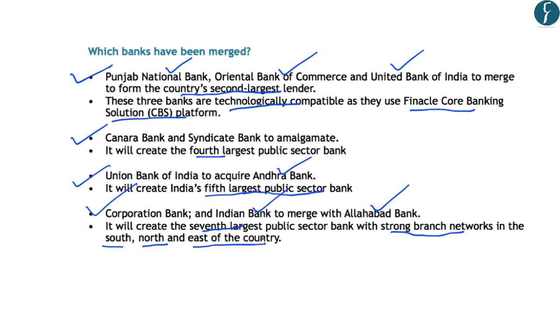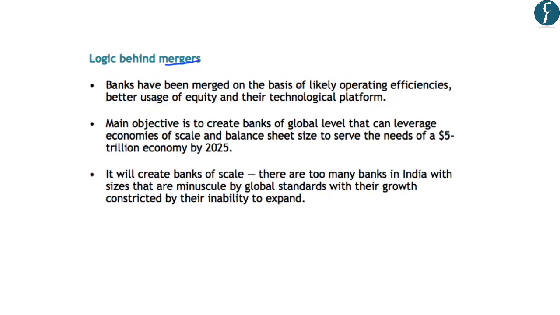Some of the inherent logics have also been identified here. First, these 3 banks were merged because they had technological compatibility and a larger reach in terms of strong branch networks. Now let us understand the logic of the government in merging these banks and creating the 4 new entities. First, banks have been merged on the basis of likely operating efficiencies, and better usage of equity and technological platform. As we have learned, the first 3 banks were merged because of technological compatibility, and this is likely to improve the operating efficiencies.